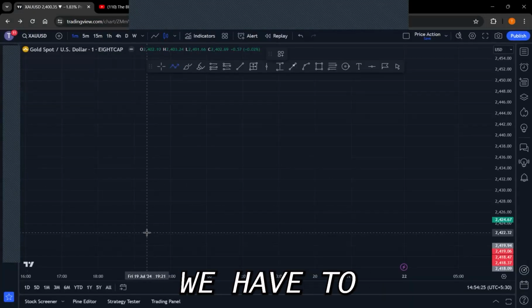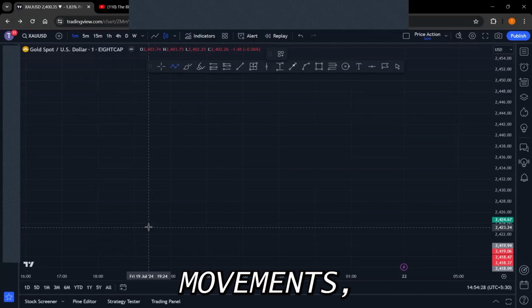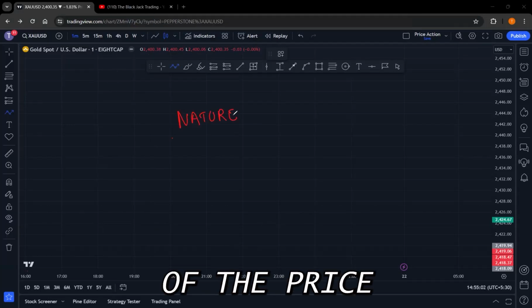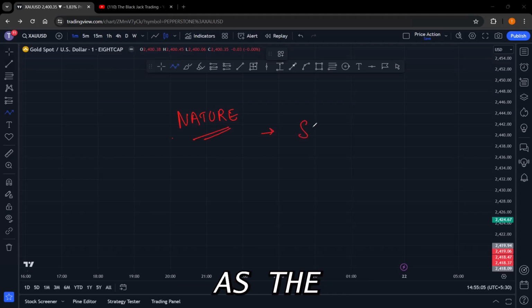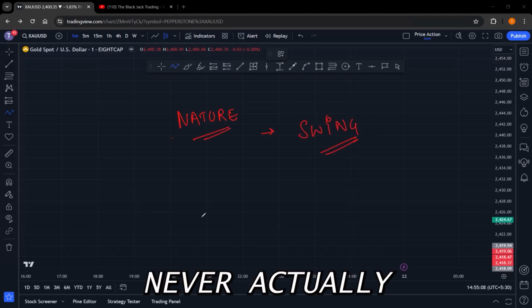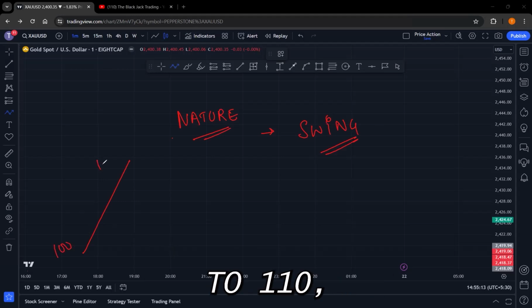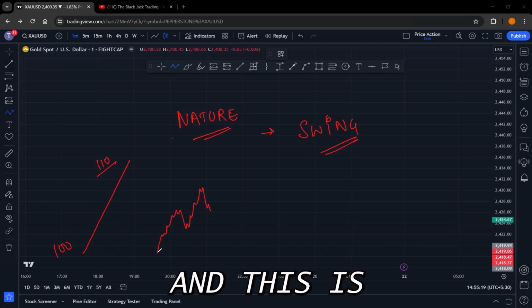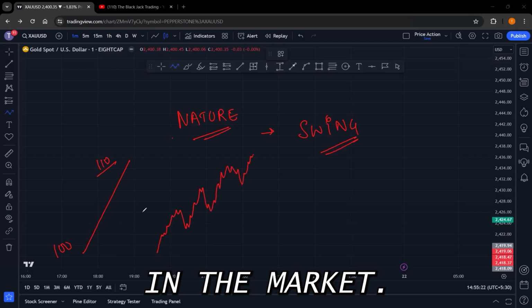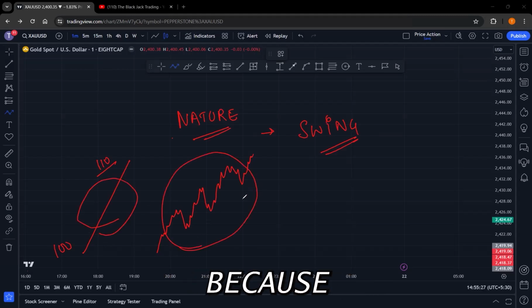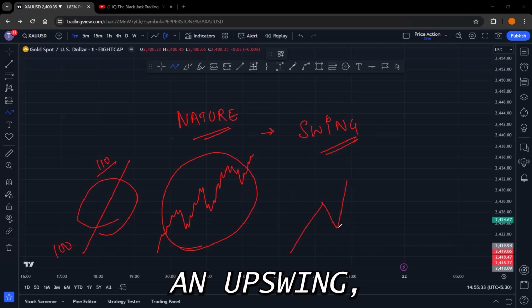However, in this concept, we have to understand that the price actually moves in swings. The nature of the price is known as the swing nature. As you know, the price never actually travels in a straight line. So let's say if the price wants to reach from 100 to 110, it will never be like this. Rather, it will be something like this in the real charts. And this is where you get confused in the market. It's very easy to trade in such a market. However, it's not so easy to trade in these markets because the price gives you a swing nature. That means the price gives you an upswing, then a downswing, then an upswing, then a downswing.